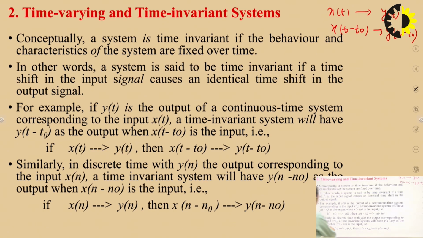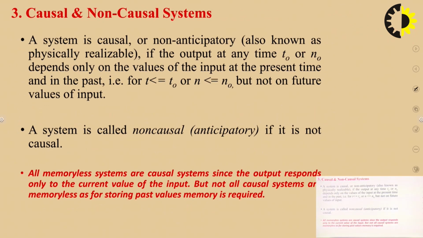So this is also applicable for discrete time systems. Here the shift amount is n naught, let's say, and the input is x[n]. Then we will see causal and non-causal systems, like we have seen anti-causal, causal and non-causal signals. Here we see causal and non-causal systems. A system is causal or non-anticipatory if the output at any time depends only on the value of the input at the present time and in the past, but not on future values of input.